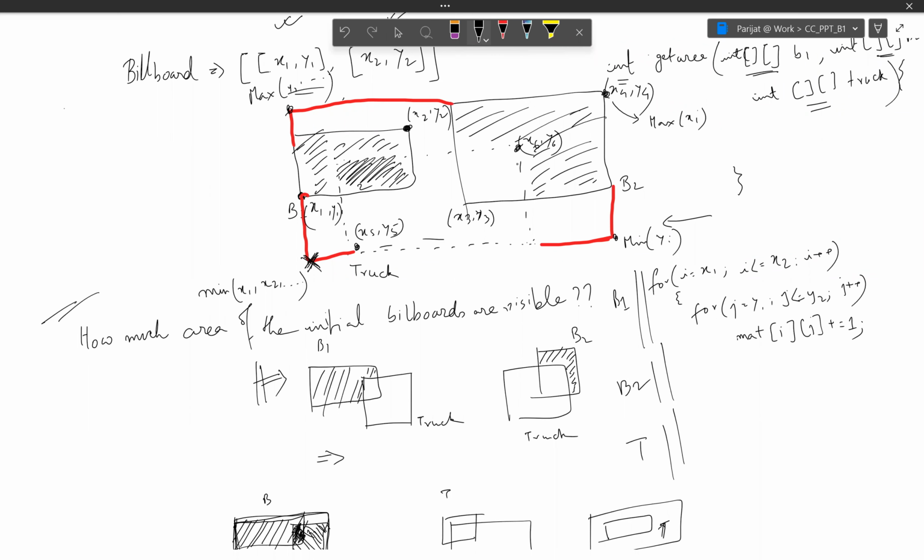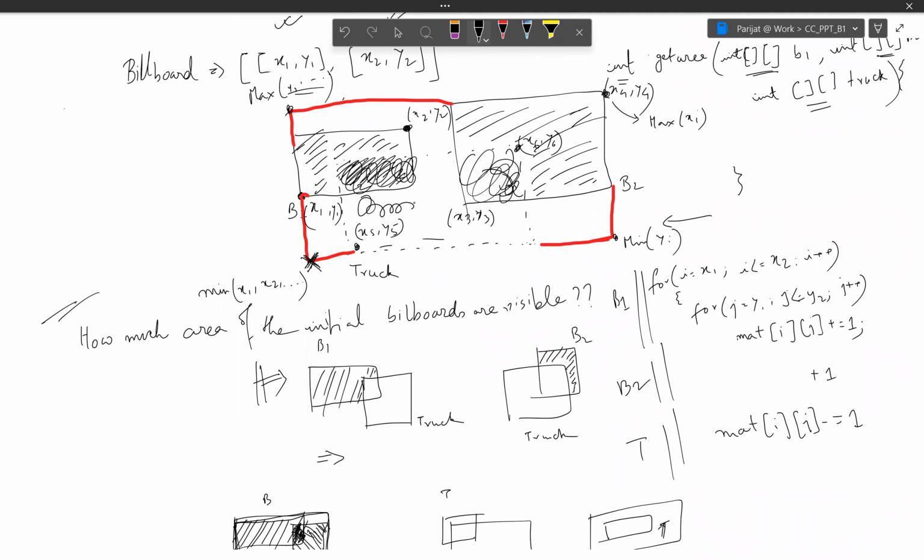For the truck, we don't need to. So for B1, we can add 1. For B2, we can add 1. And for the truck part, we can make it even easier for us. We can add -1. For the truck part, we can have mat[i][j] minus equal to 1. So these parts will become 0, this part will become 0, and these values will all become -1.